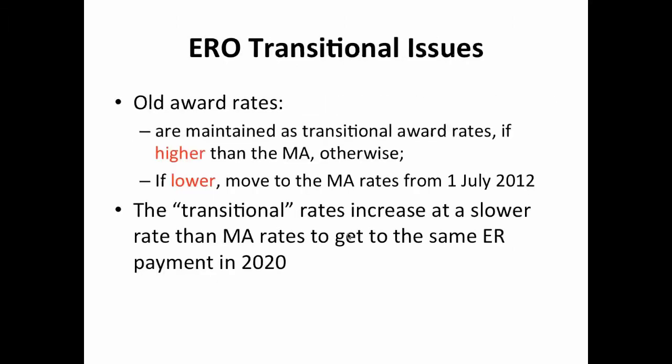In terms of your old award rates, these rates were maintained as what we call transitional award rates if they were higher than the modern award. However, if they were lower, you had to move to the modern award rates from the 1st of July 2012. The transitional rates do increase, but they increase at a slower rate than the modern award. And as we said, 19 to 23 is what the modern award moves by, but the old Victorian awards are perhaps not quite as much, but we do get to the same point in December 2020.